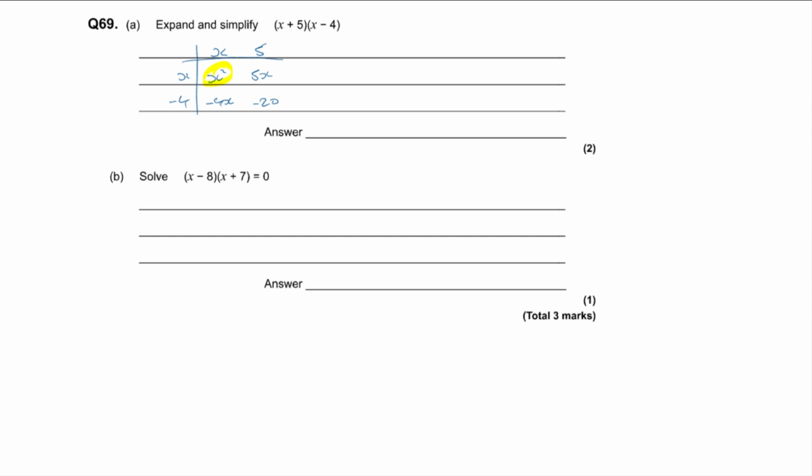What have I got? I've got a term in x squared. X squared. I've got two terms in x. 5x minus 4x, that's x. I've got a term minus 20 on the end. Minus 20.